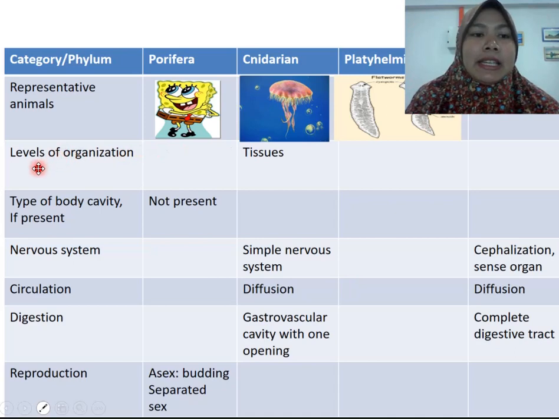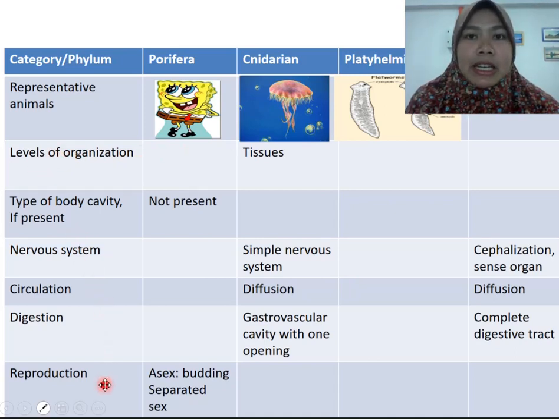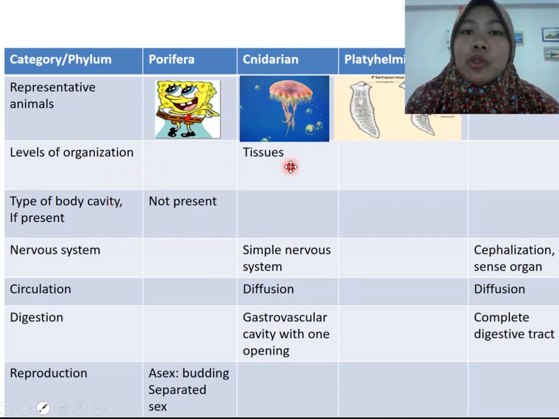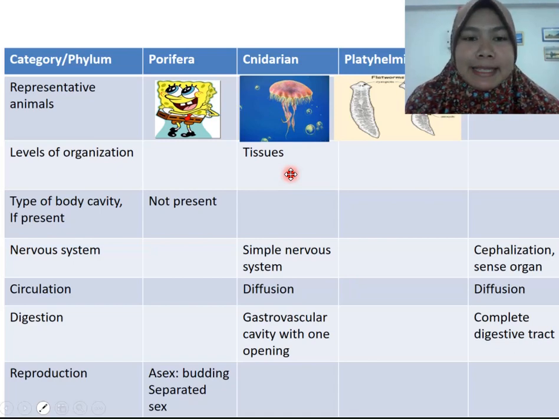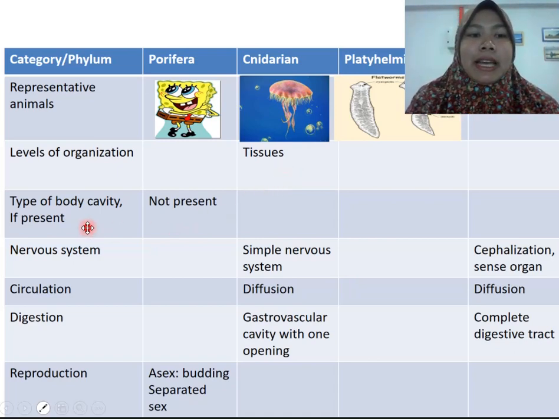You can see here there are a few characteristics to differentiate, and I really would like you to complete this table for your own good. You can see from this picture the level of organization. Are they made of cells or are they made of tissue? And please specify how many layers of tissue, either 2 layers, diploblastic, or triploblastic.